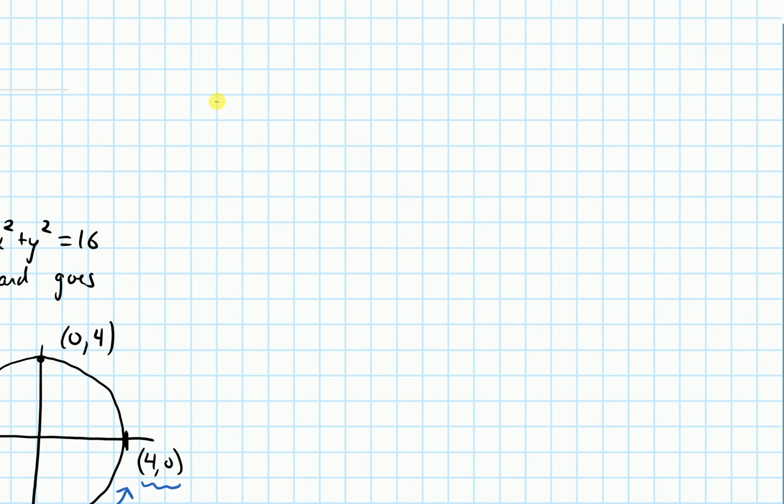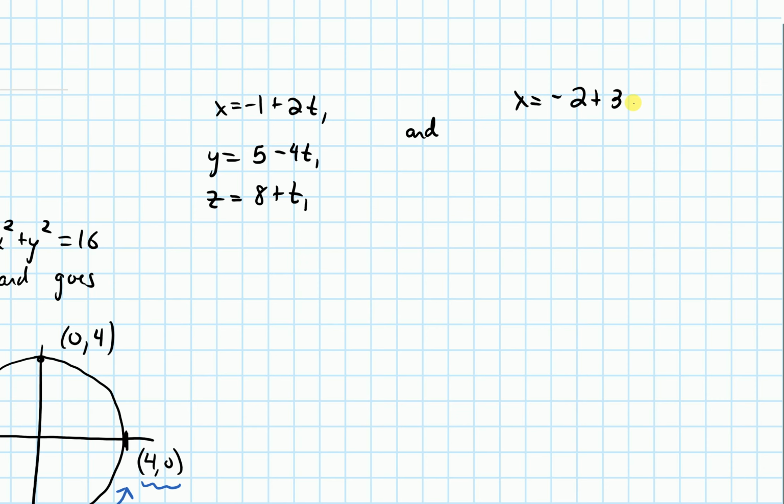All right, so the first equation becomes x equals -1 plus 2t1, y equals 5 minus 4t1, and z equals 8 plus t1. The second line is x equals -2 plus 3t2, y equals 7 minus 6t2, and z equals 4t2. All right, so we have our two lines. This one's line 1, this one's line 2.